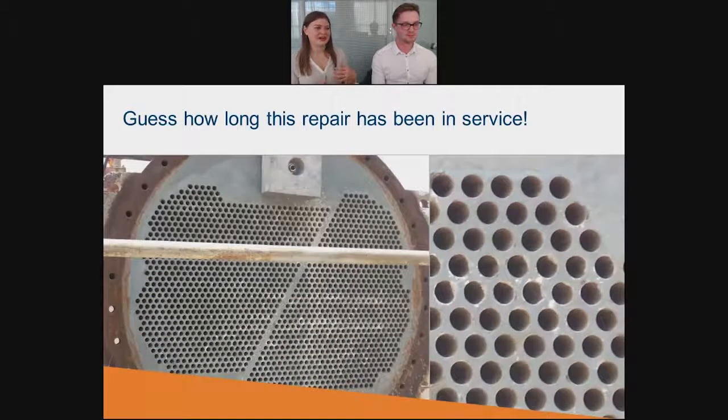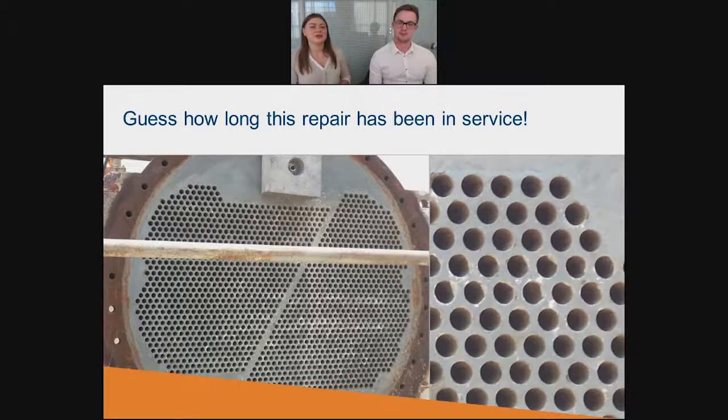So before I talk a little bit more about this application, question for the audience. Can you guess how long this repair has been in service? If you can guess, please type your answers in the chat. So how many years has this tube sheet repair lasted? On this heat exchanger, we unfortunately don't have a picture of the before state. So this is the picture of after X amount of years in service.